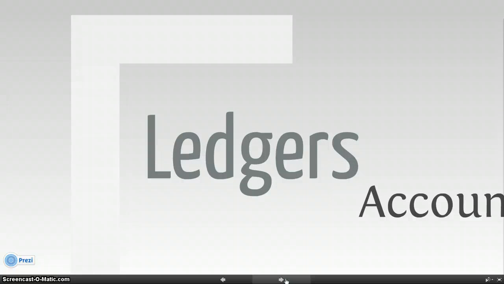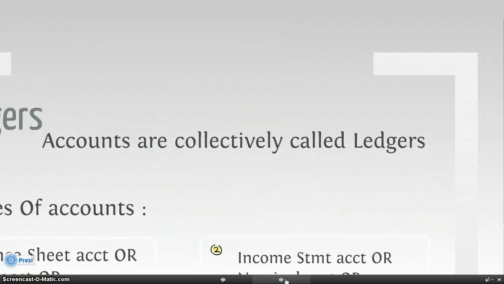And just a quick 15-second introduction to a couple more new terms. Ledgers. What are ledgers? Multiple accounts collectively are called ledgers, right? Essentially, a long time ago, people used to write them down in notebooks, and those notebooks used to be called ledgers. So the term still comes from there.